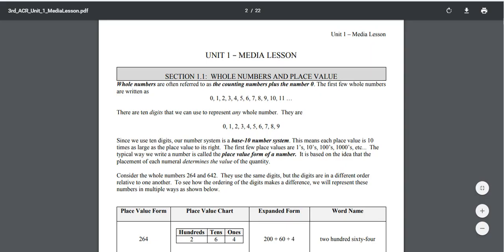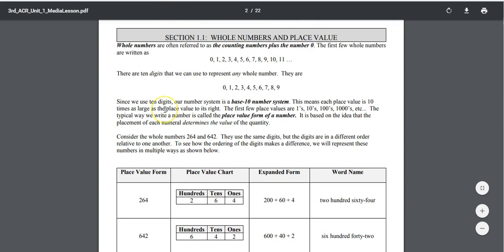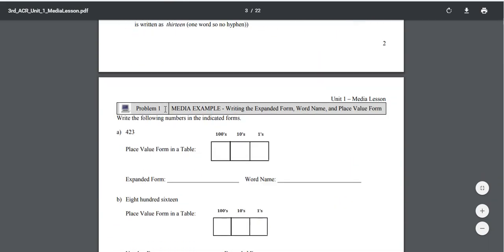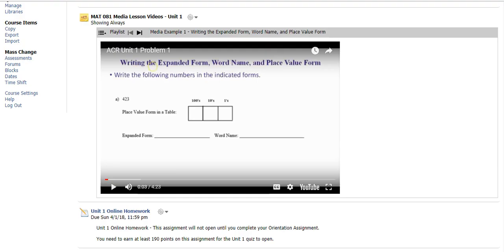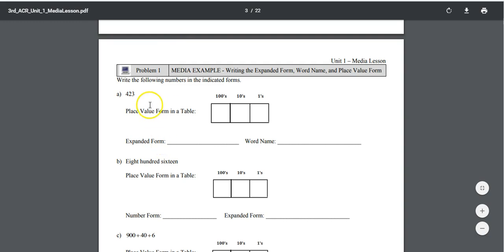And if we go back to the media lesson packet, you're going to start at the beginning, read through all of this information, and notice Problem 1A is the one we just saw in this video. So if there's a little computer and it says media example, that means there's a video you're going to watch and fill in this information.